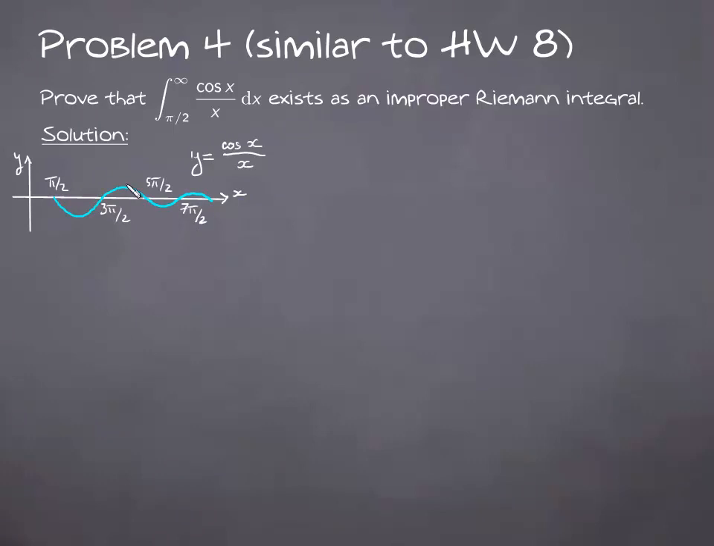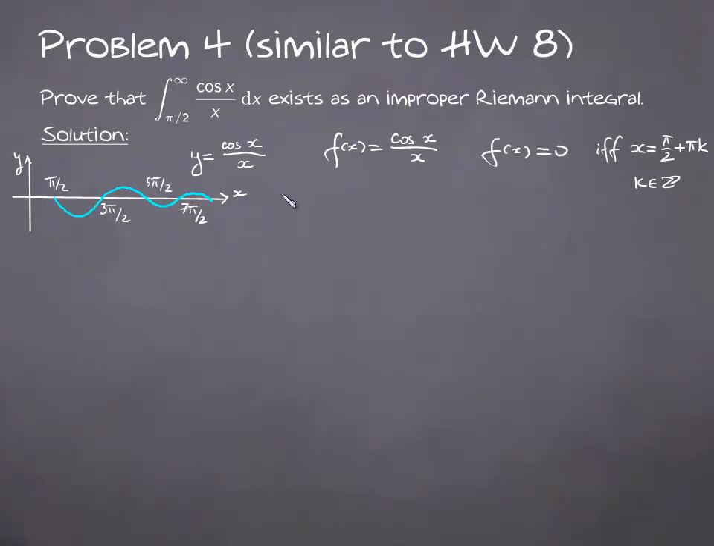As you can see, it's an oscillating function, and the zeros of this function are located at the points pi over 2, 3 pi over 2, and so on. Let's define f of x as cosine of x over x. So f of x is 0 if and only if x is pi over 2 plus pi k for some integer k.